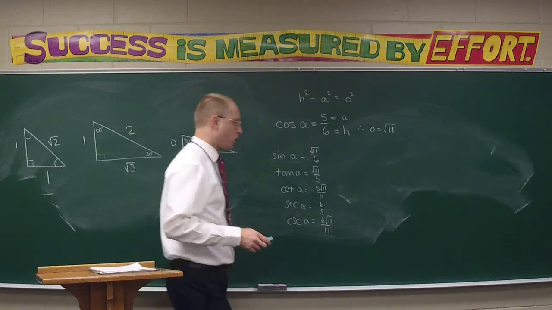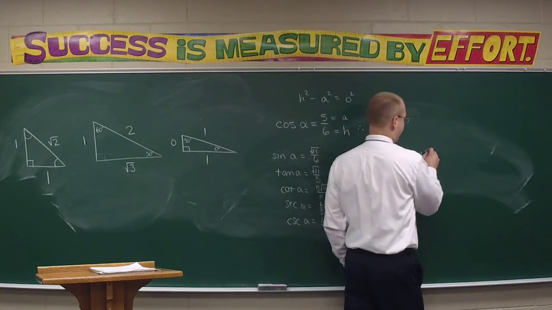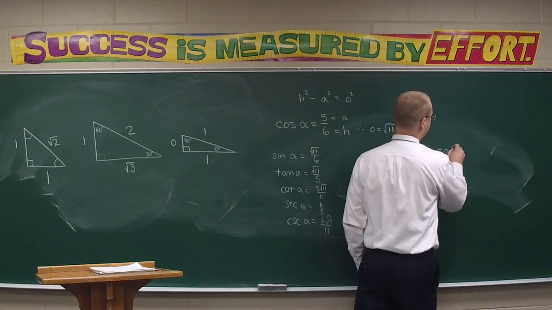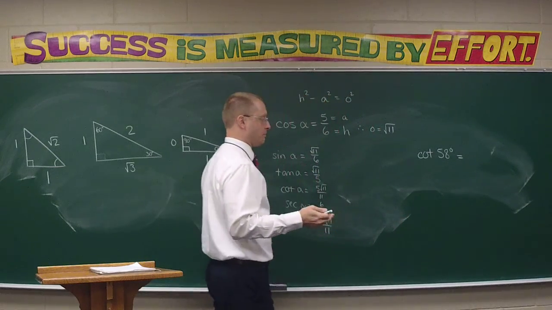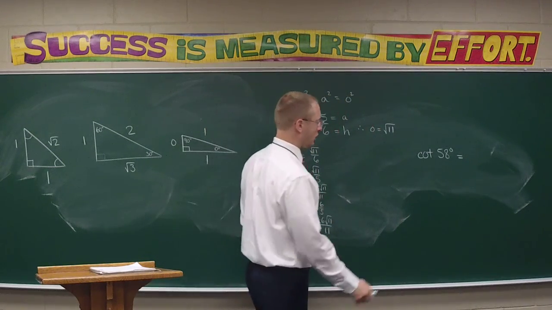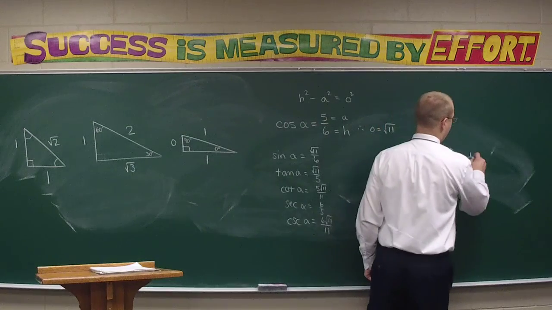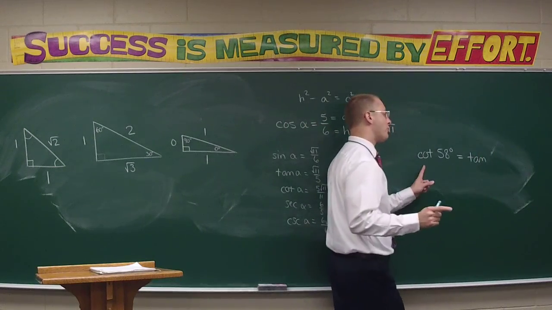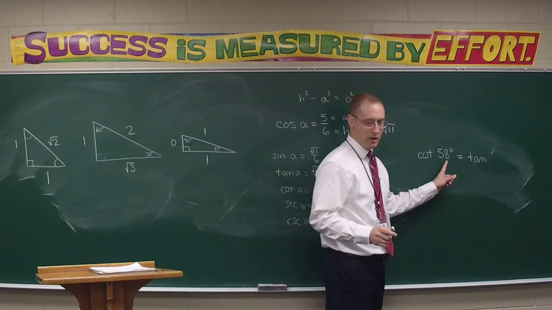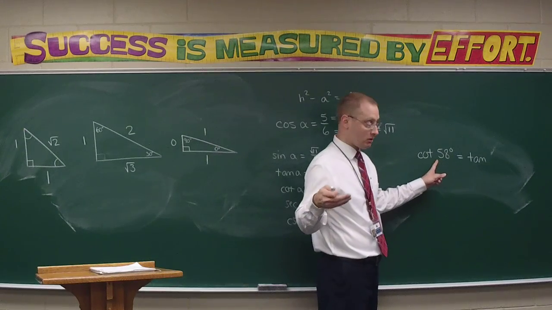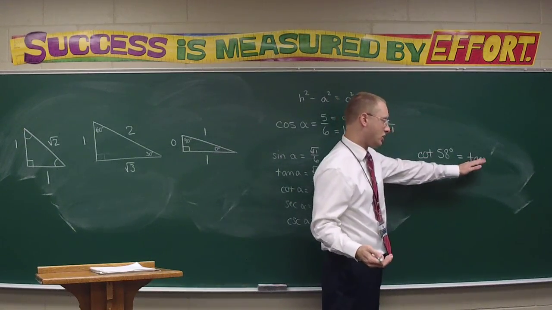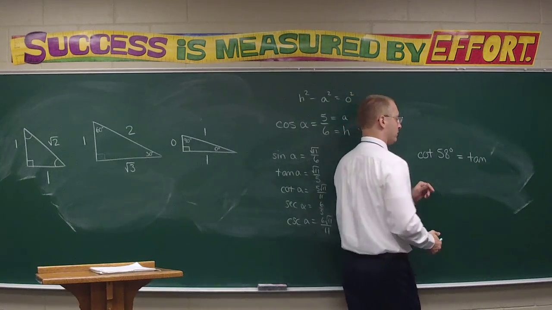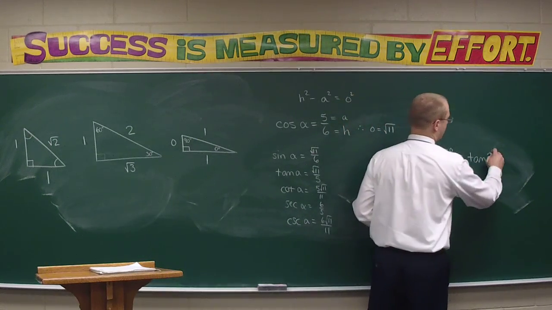Another thing we talked about were cofunctions. And we said, for instance, if I had the cotangent of 58 degrees, I could rewrite this in terms of the cofunction. What is the cofunction of cotangent, class? Tangent. And we said if you use cofunctions, you also must use coangles, where co means complementary. So the complementary function of cotangent is tangent, and the complementary angle of 58 degrees is 32 degrees.